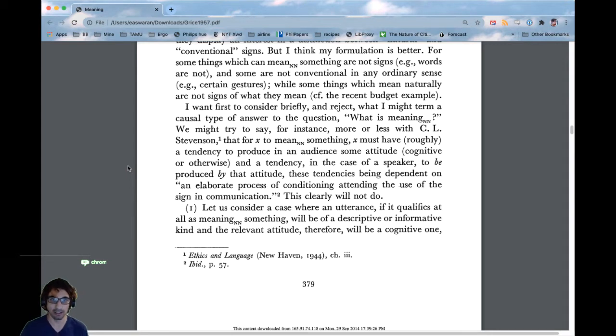produce in an audience some attitude, cognitive or otherwise, and a tendency in the case of a speaker to be produced by that attitude. These tendencies being dependent on an elaborate process of conditioning, attending the use of the sign in communication. So I think Stevenson is working in what you might think of as a behaviorist tradition in psychology, the idea that we're never going to really think about what's going on in the head. We're just going to look at what's the input and output behavior.